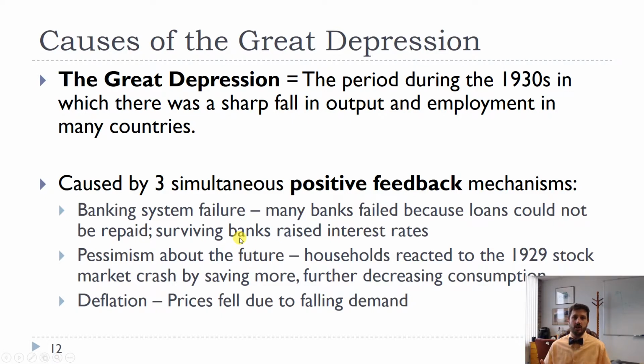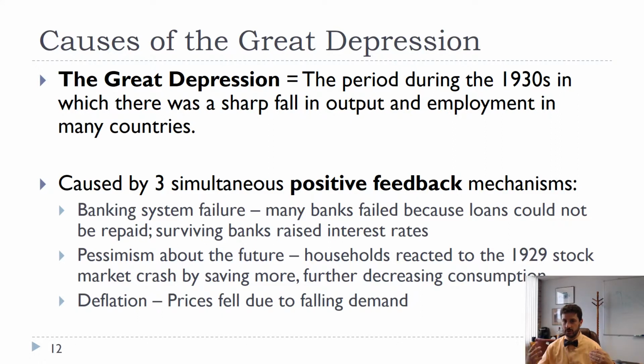So, what caused it? Well, there were three positive feedback mechanisms that led to the problems. The first was the banking system failure, right? So we had all these banks that had loans that they had made that couldn't be repaid. They were initially margin loans, loans to buy stock, but then as the economy got worse and worse, other loans couldn't be repaid, and these banks failed. And surviving banks freaked out, just as they did after the Great Recession. They raised interest rates on loans, which made credit harder to come by, and that made things worse.